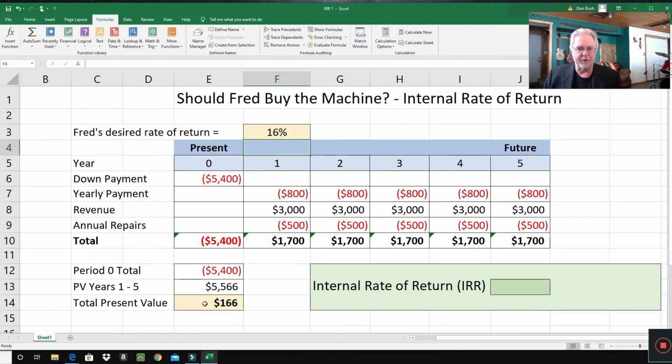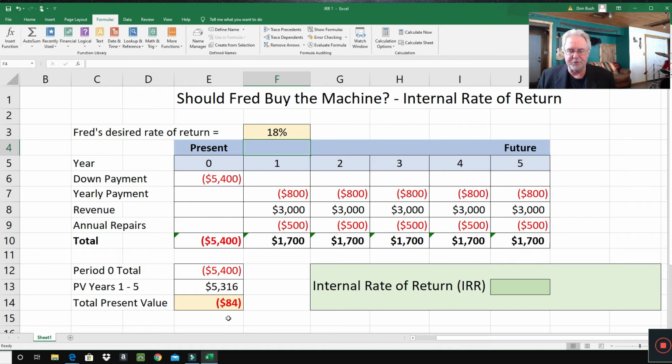Let's see what happens. Well, we're getting closer here. 166. Let's try 17%. 39. We're getting pretty close. You see, when this total present value reaches 0, we've got the exact rate of return. Let's try 18%. Well, we went a little too far, so we went into the negative. So we know that Fred's rate of return is going to be something between 17 and 18%.